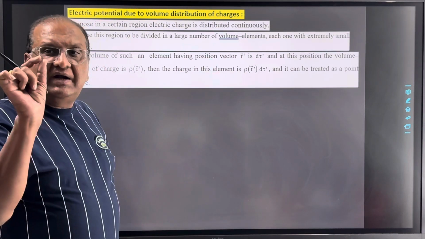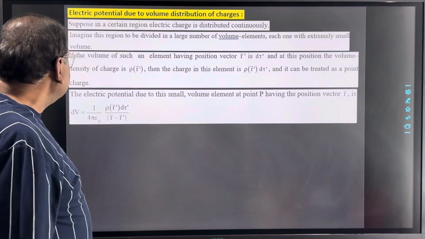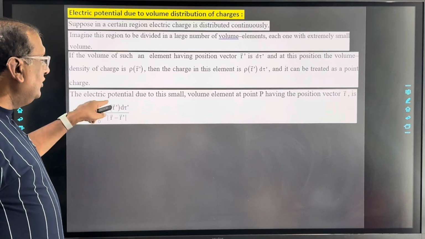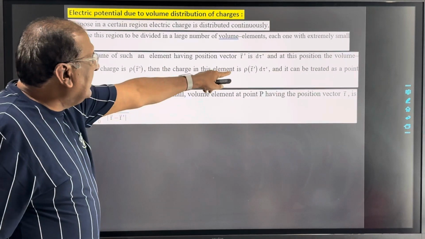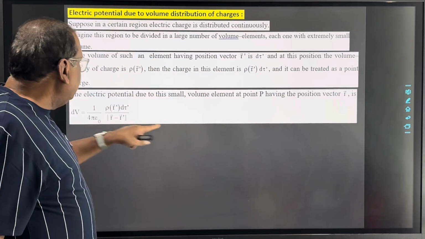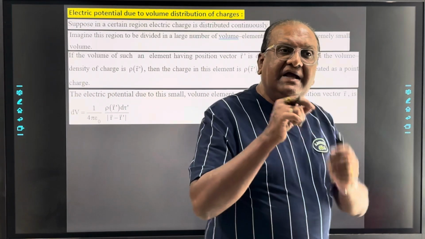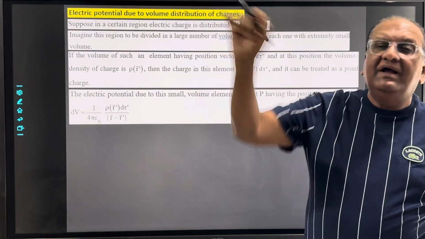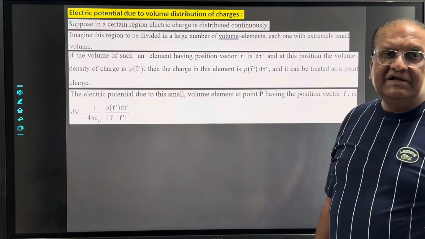Now due to this particular small charge, what is the potential? So we can write that potential dV is 1 upon 4 pi epsilon 0 q upon r. Q, what is that? The charge in that particular small element is rho at r dash d tau dash, upon the position of that particular point with respect to that volume element. So we can write that as magnitude r minus r dash.